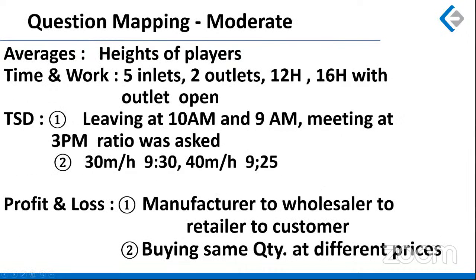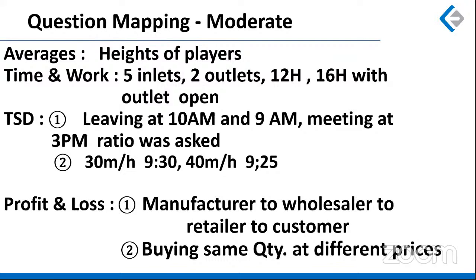The next was an average question. Some team of 22 players were there, and their heights were given, something related to the heights. If 2 people were not included, the height would change like this. So form 2 equations and get an answer. Quite a moderate question.